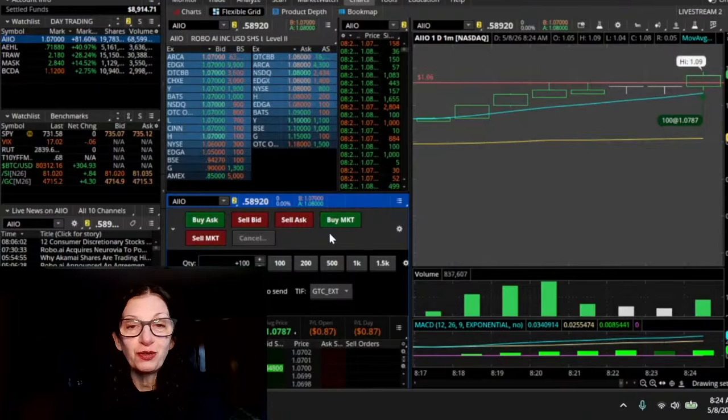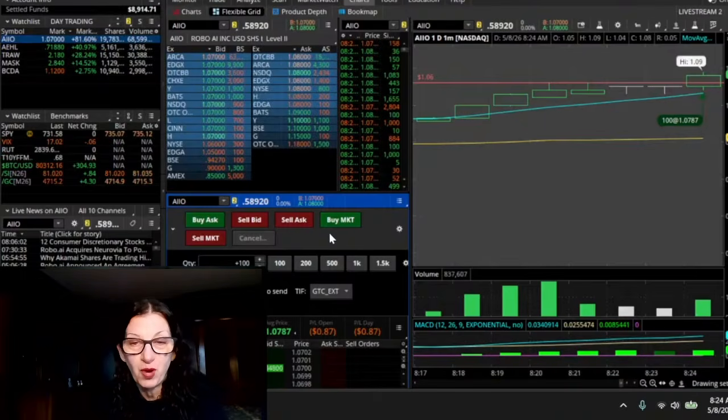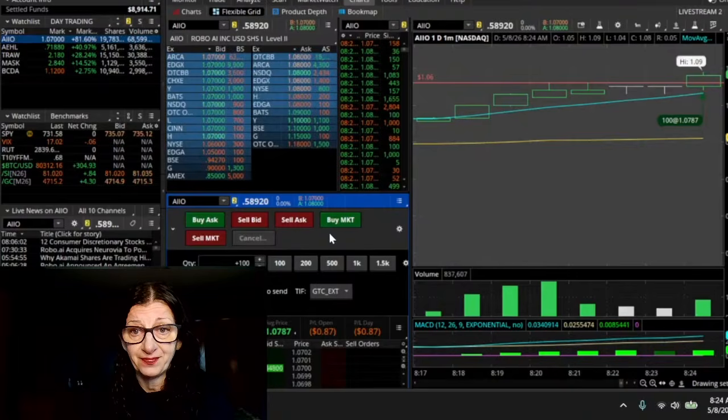Okay. So there are several problems with using level 2 and time and sales in conjunction. Okay, the first one is using level 2 alone. So if you look here, this is my level 2 and this is my time and sales. And again, if you don't really know much about time and sales and level 2, I would go watch those videos first. Okay, that'll help you understand more what I'm talking about here.